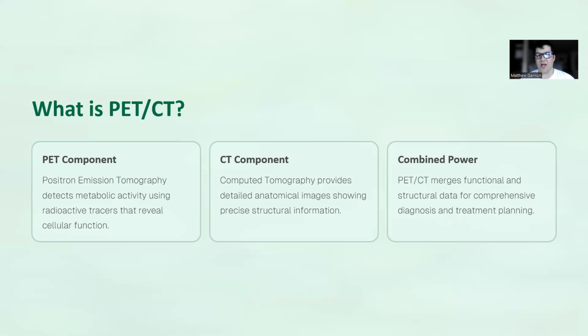The combined power of PET-CT, like I just spoke about, merges functional and structural data for comprehensive diagnosis and treatment planning. And the cool thing about this is you see PET-CT images and you see hot spots, so you understand where those radioactive materials are binding together to find the real spots that have the highest risk for cancer or the cancer that is developing. So it's a very useful tool for early detection and ongoing detection as the modalities are fused together.